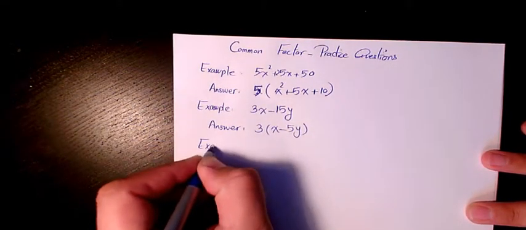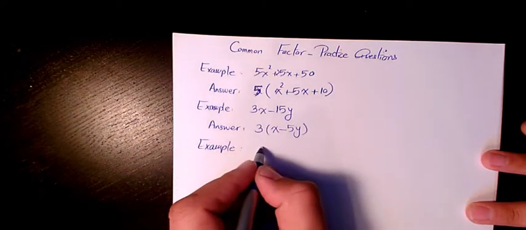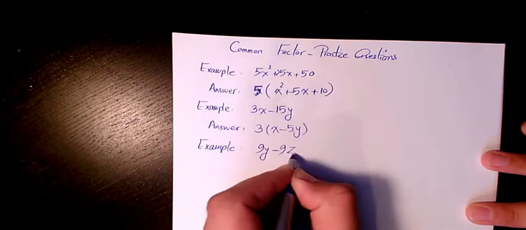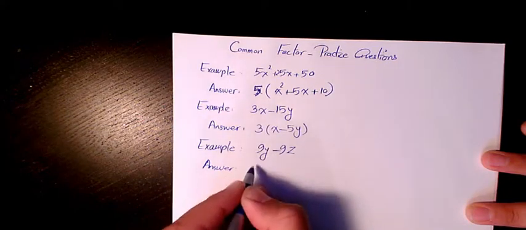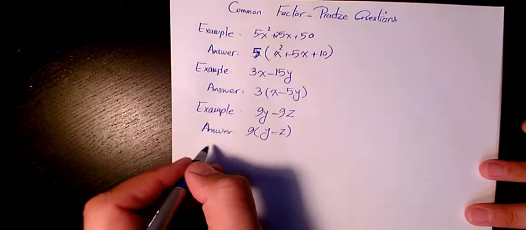Next example, 9y minus 9z. The answer will be: factor 9, so it's 9 in brackets, y minus z.